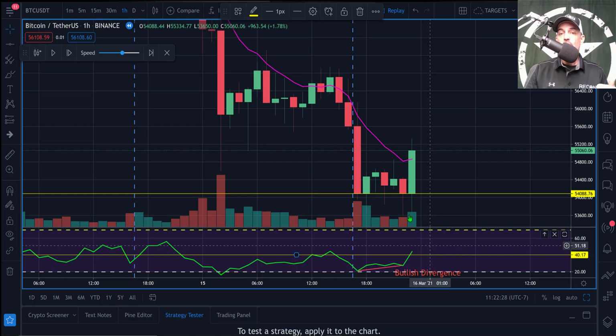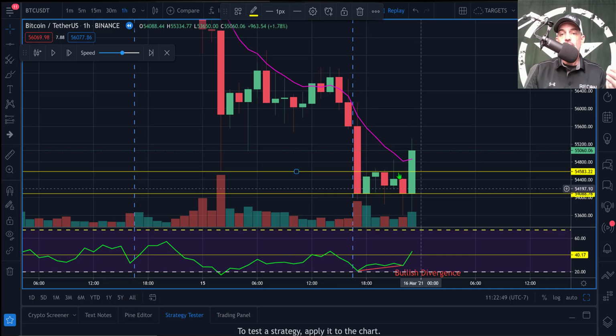The last bit of confirmation, again, a very shallow neckline. So now we have a very shallow neckline. We have a large printed reversal candle that closes above the 9 EMA. We have bullish divergence on the RSI. In addition to, we have the RSI now above the 40 level. This is definitely a go.